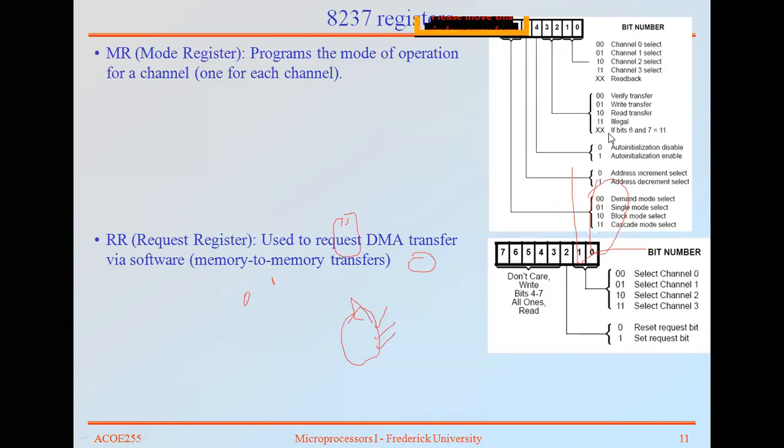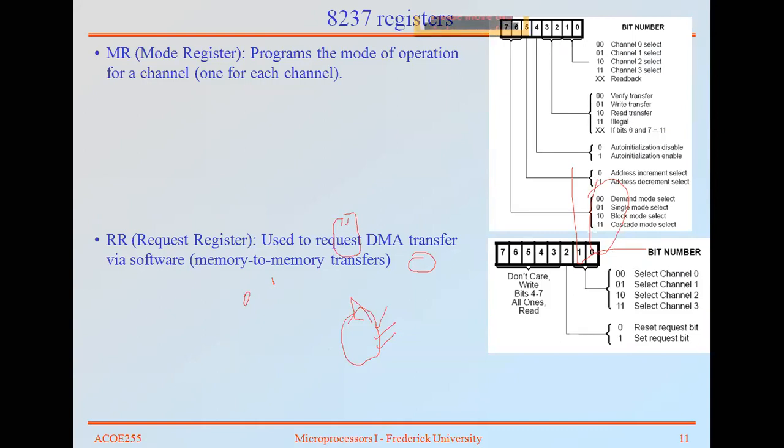Okay, and don't cares. If bits 6 and 7 are 11, and the last two MSBs are 11, then it is called don't care. Similarly, the fourth bit is auto initialization. If it is 0, auto initialization is disabled. If it is 1, enabled.